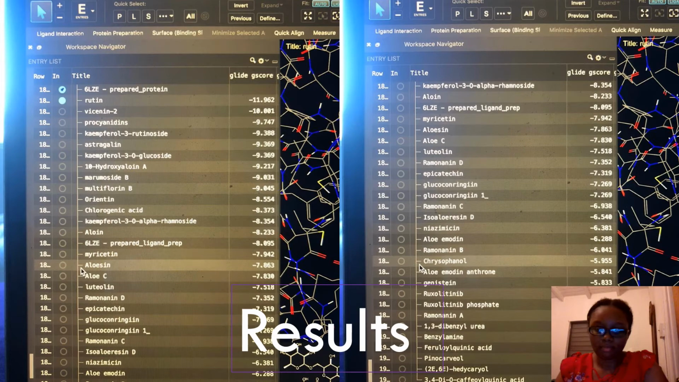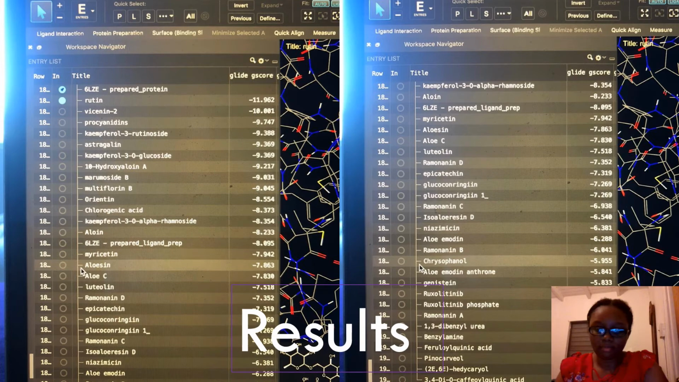So the glide score relates to delta G, Gibbs free energy. If you don't recall, for Gibbs free energy, in order for it to be more spontaneous, we want delta G to be more negative. And specifically, we want delta G to be more negative than the protein that we docked.